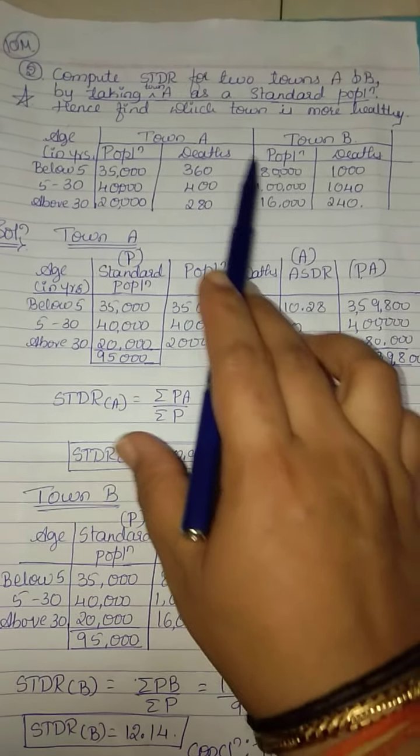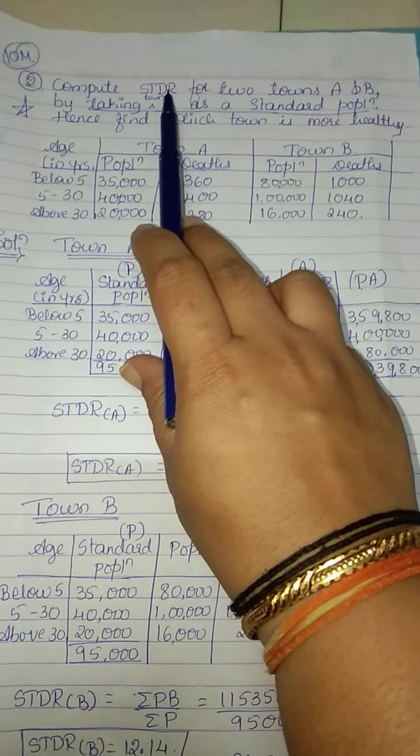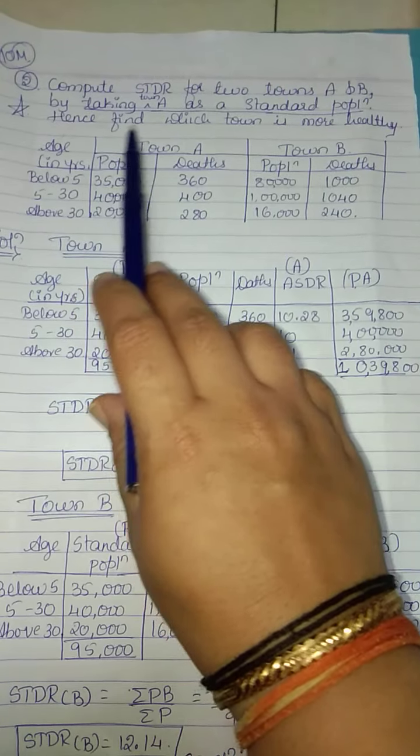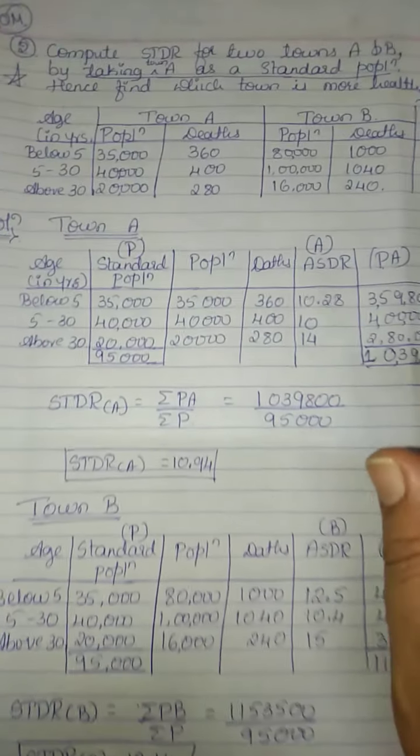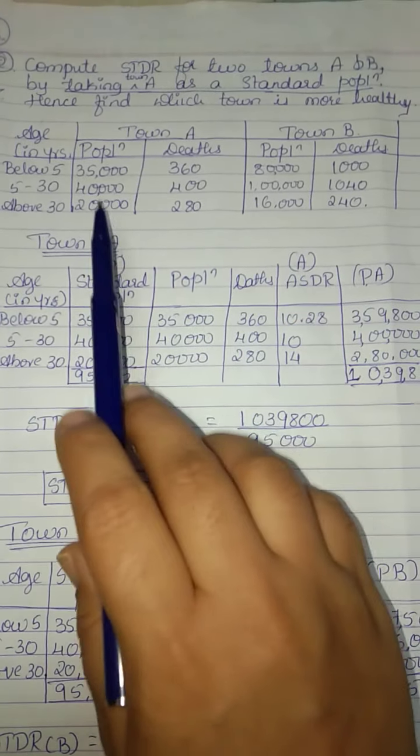They have not given the standard population in the question. You are supposed to find out STDR, and you have to find out which town is healthier. They have not given the standard population here.